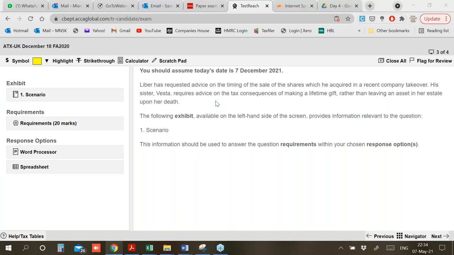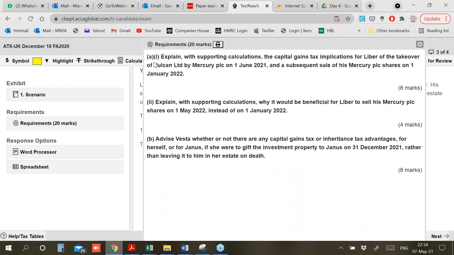Now, LIBOR has requested advice on the timing on the sale of the shares which she acquired in the recent company takeover. His sister Vesta requires advice on tax consequences of making a lifetime gift rather than leaving an asset in her estate upon her death. The following exhibit, available on the left-hand side of the screen, provides information relevant to the question. The first is scenario, and then we have the requirements. So let's read the requirements first.